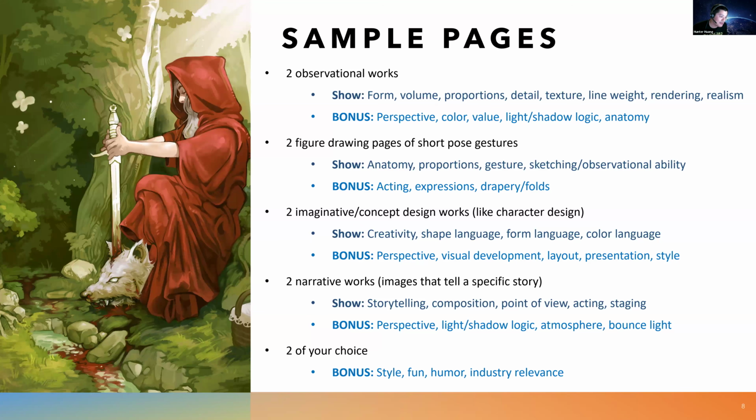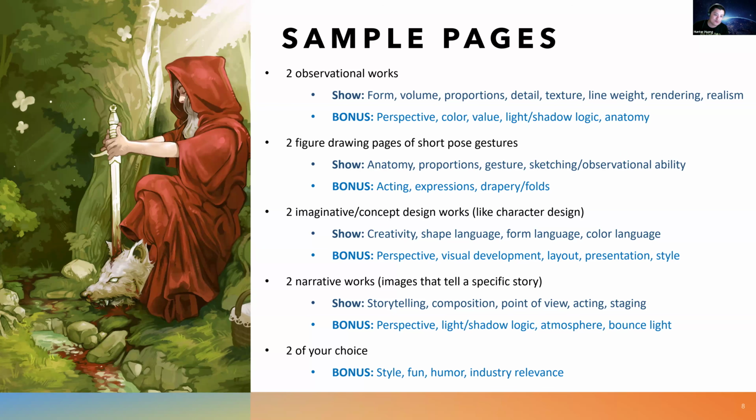So here I included some sample pages for you of how you can break down your portfolio. I know 10 pieces sounds like a lot, and if you don't have a lot of direction, you may be lost and end up submitting things that may not work to your advantage. So here I broke it down. You can have 2 observational works that show me form, volume, proportions, details, texture, line weight, rendering, realism. These are all very valued. A bonus if in these observational works, let's say a still life study, you're able to show some understanding of perspective, color, value, and light and shadow logic or anatomy.